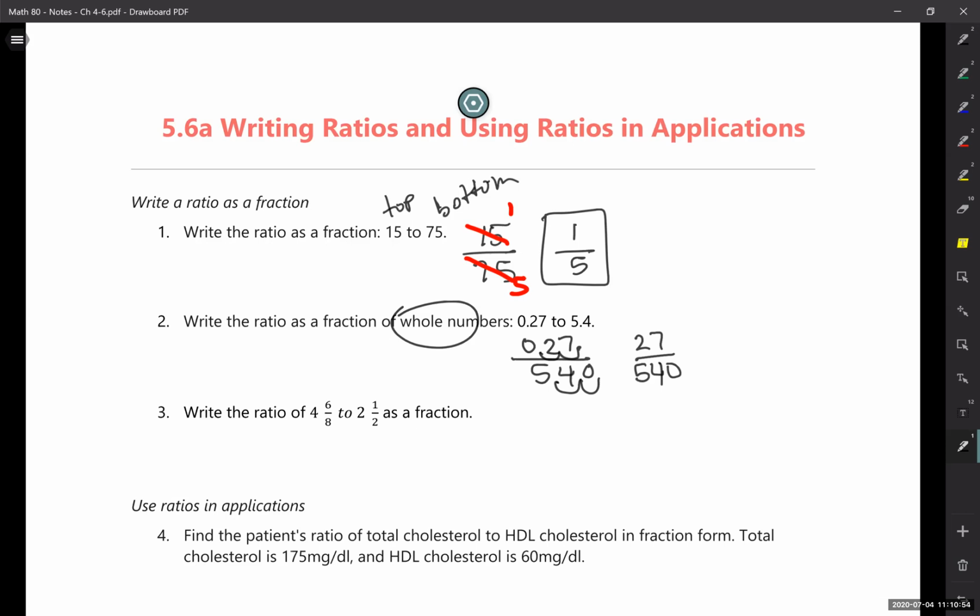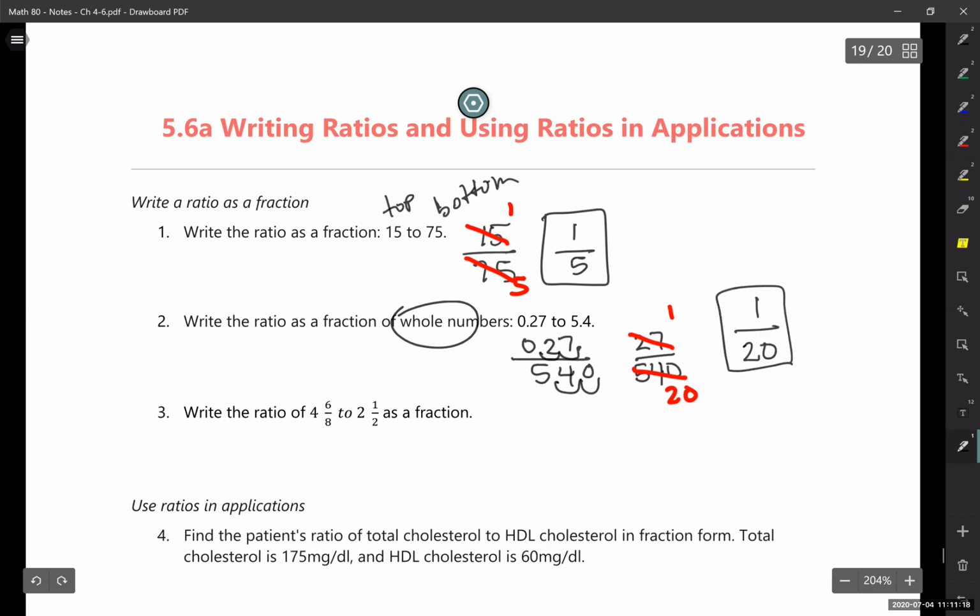And then we have to reduce. So 27 goes into 27 one time. 27 goes into 54 2 times. So it goes into 540 20 times. So our reduced fraction answer is going to be 1/20. And so now you can see we're kind of mixing up decimals and fractions in this chapter. That's why I saved it for the end, or in this section.